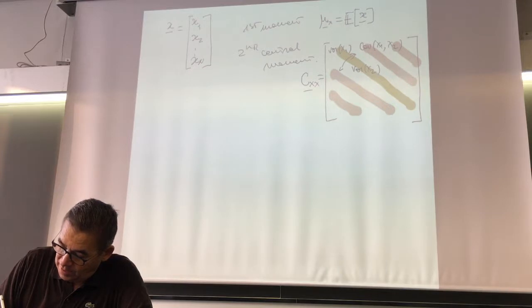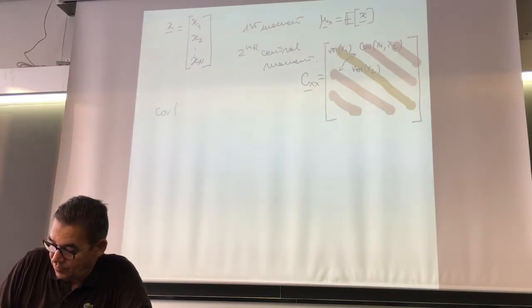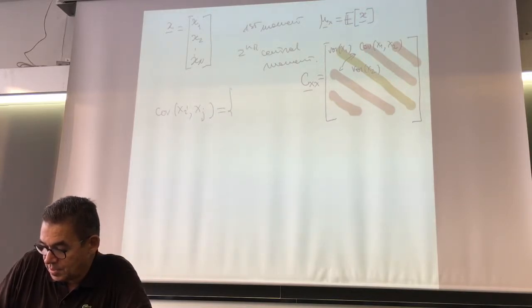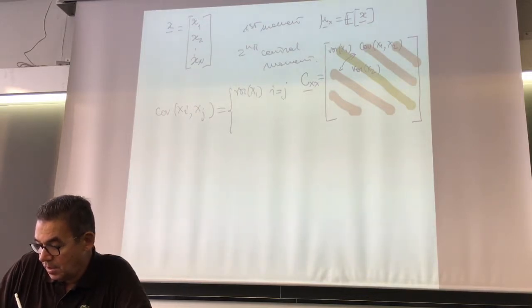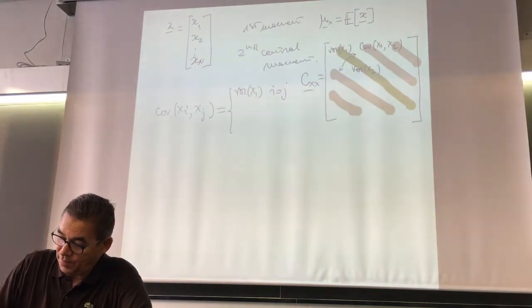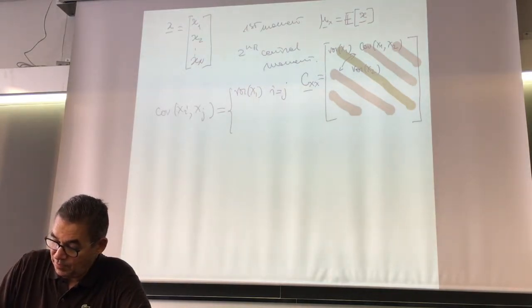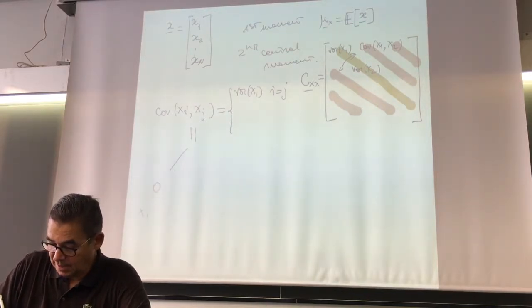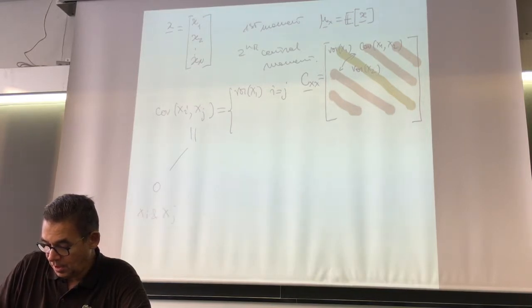If I calculate the covariance of two random variables, xi and xj, which by the way is equal to the variance of xi when i equals j, and it's a cross correlation between i and j when they're different. Now, we found that when this covariance is equal to 0, it means that xi and xj are uncorrelated.